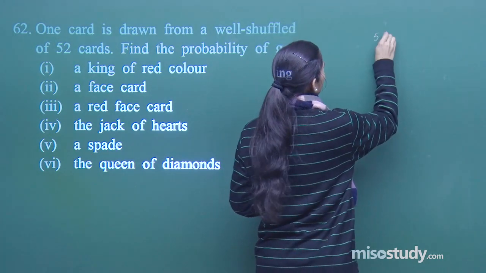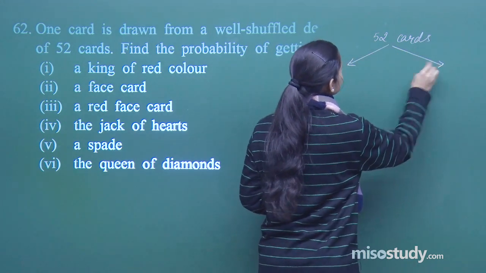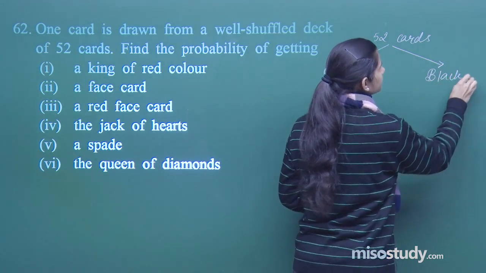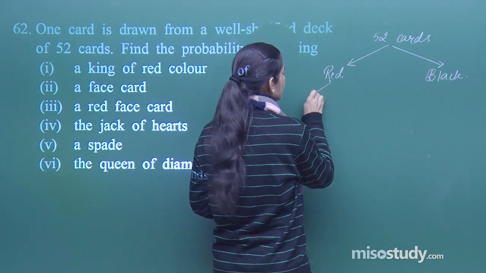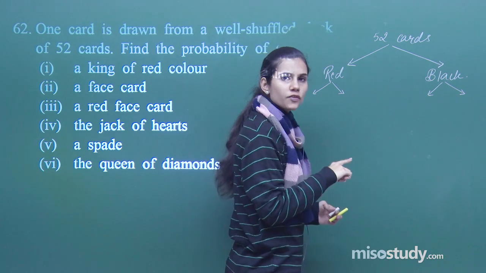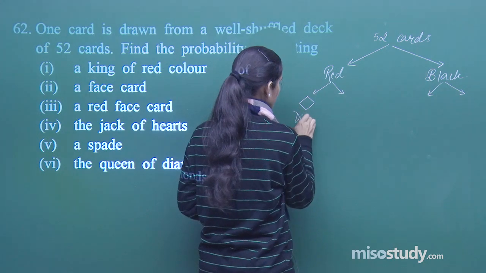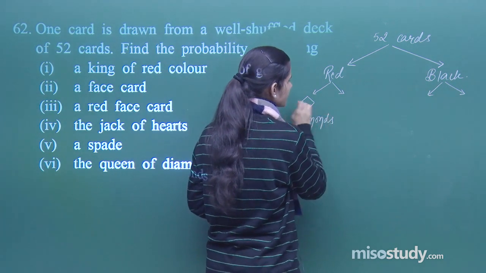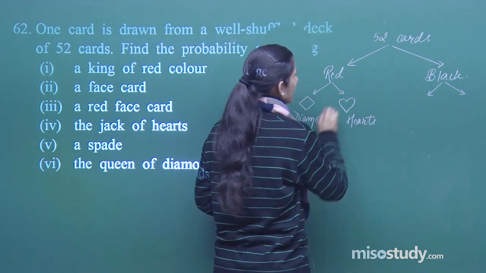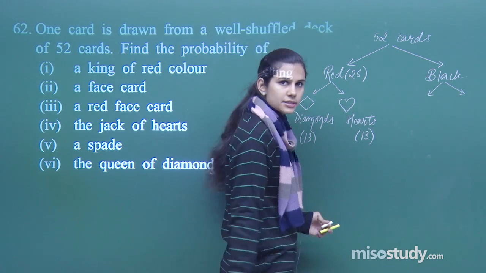So in your well shuffled deck of 52 cards, you actually have 2 categories. One is of red cards and one is of black cards. Fine. Now there are 2 suits of red cards and 2 suits of black cards. You have diamonds, which look like this, obviously red color, and you have hearts, which look like this. There are 26 red cards, 13 diamonds and 13 hearts.